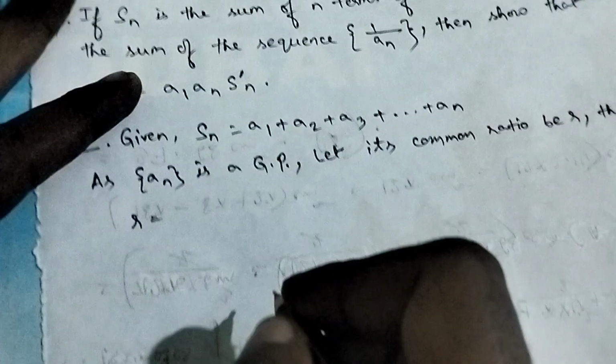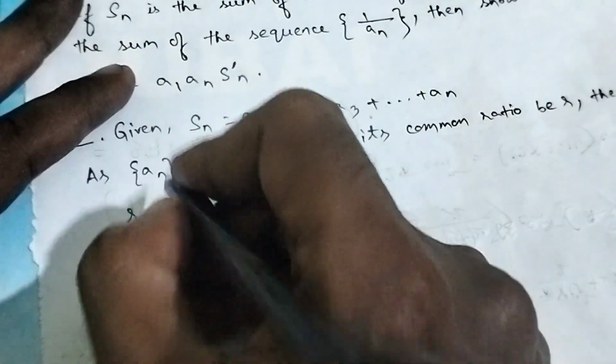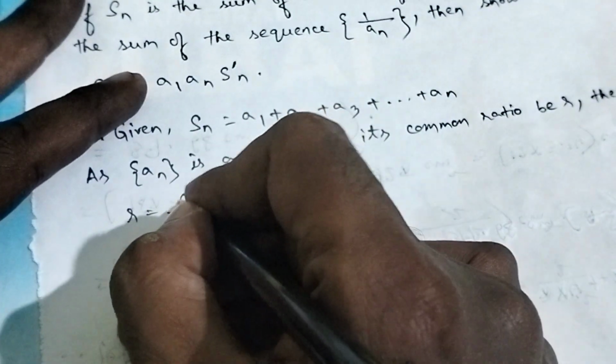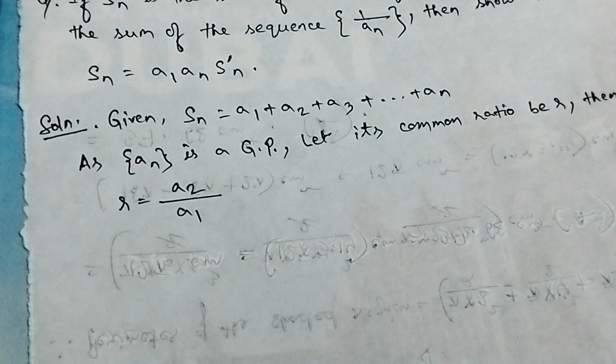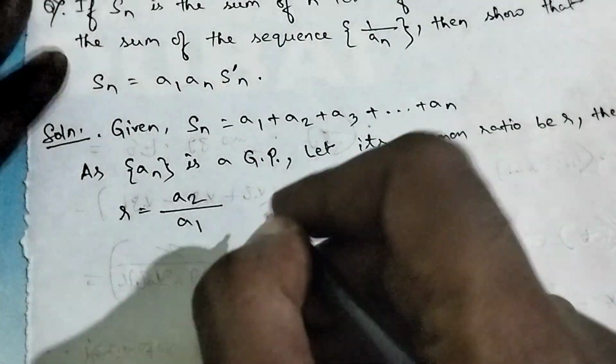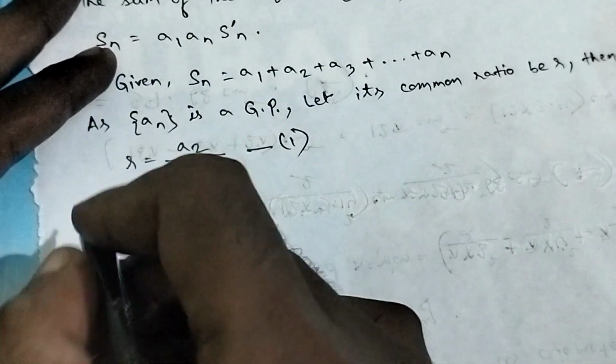Then R is the common ratio, meaning second term by first term or third term by second term. So A2 by A1 is the common ratio. Name it as 1.